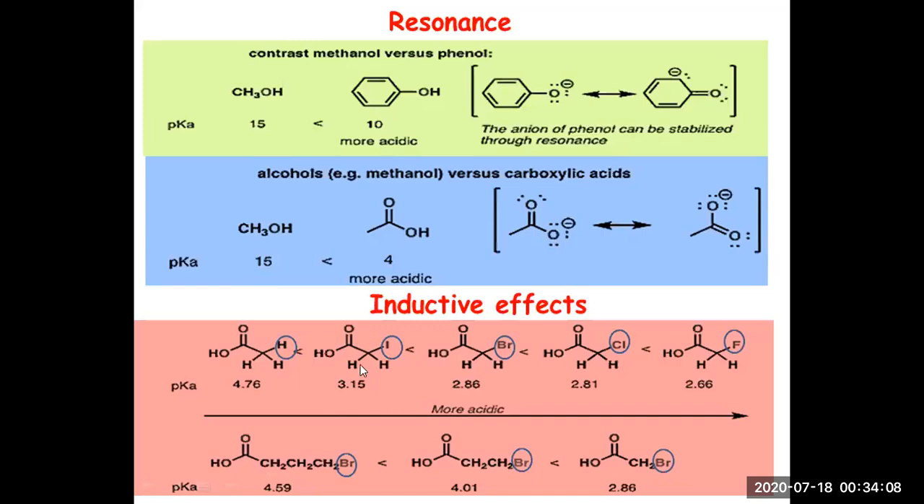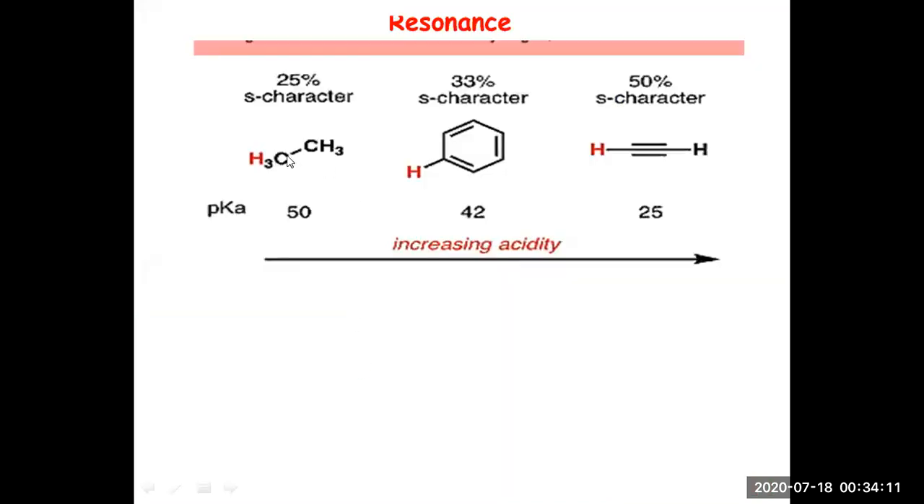If I take, let's say, ethane, benzene and acetylene, what is the difference? Here hydrogen is attached to sp3 carbon, here hydrogen is attached to sp2 carbon, and here hydrogen is attached to sp carbon. If the hybridization changes, the percentage of s character is different. In case of sp, it is 50%, sp2 it is 33%, and sp3 it is 25%. That affects the acidic strength.